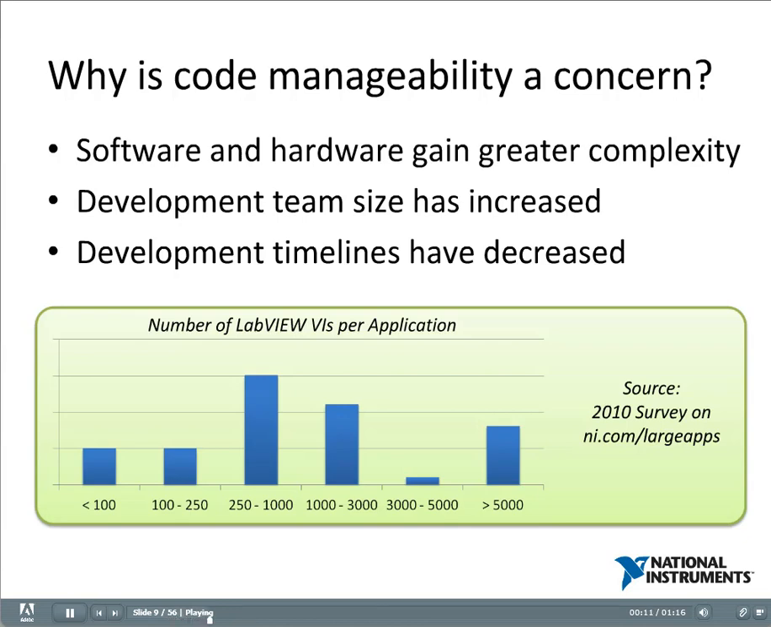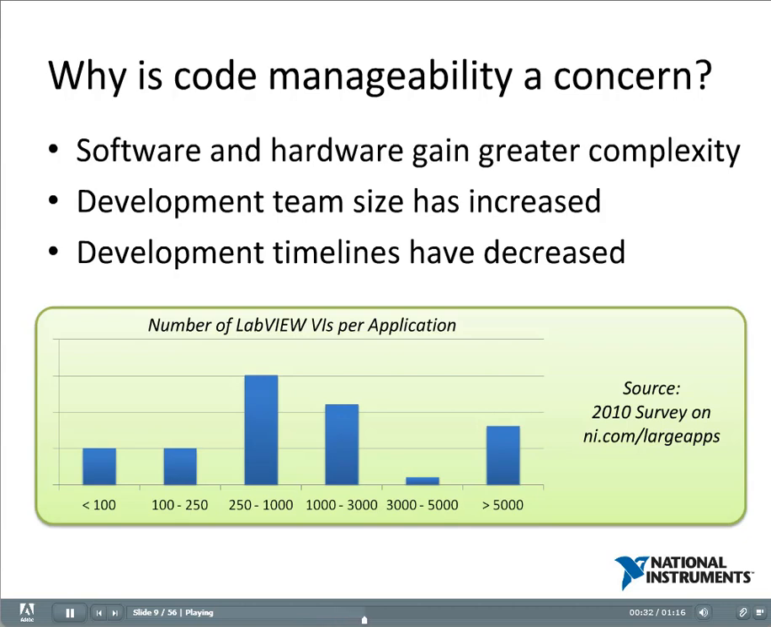And when you combine that with the fact that the number of developers per team usually increases for a given application, and yet simultaneously the timeline that those developers have to release and update software decreases, a real challenge is produced, and that's why code manageability is of utmost concern.